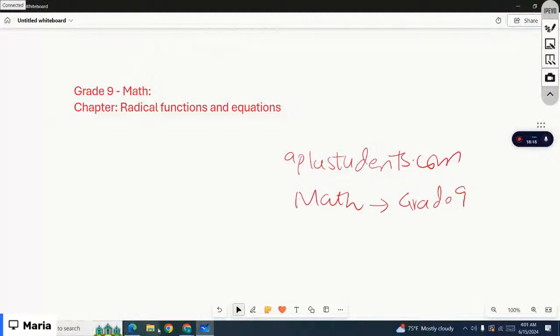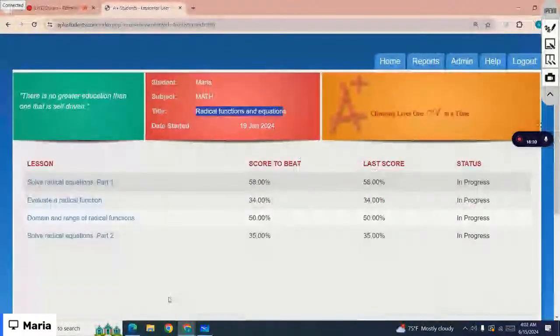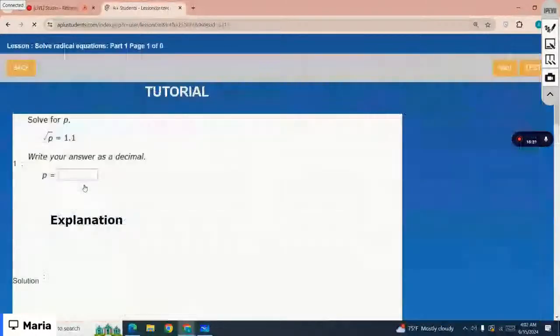Okay, so here I am on grade 9 math. Let's just start with the first lesson, that is solve radical equations part 1. Let's just start with the first example. Solve for p. The square root of p equals 1.1. You have to solve for p, but the value is given for the square root of p, right?